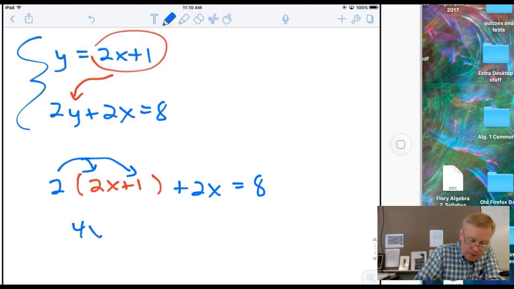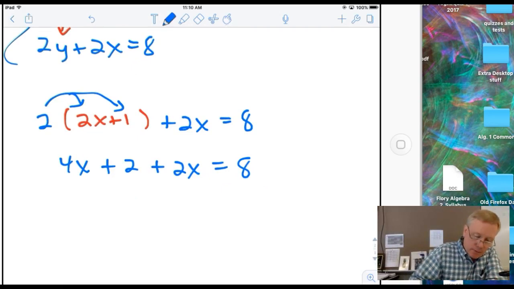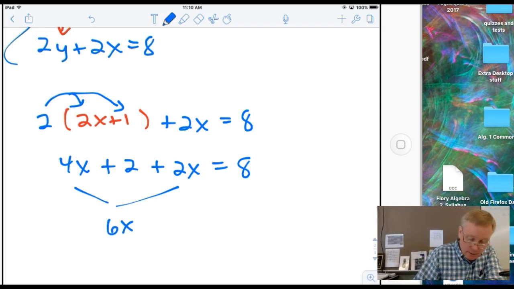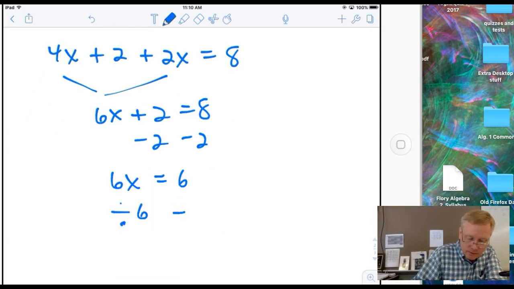2 times 2x is 4x. 2 times 1 is 2. Equals 8. And next I can combine like terms. 2x plus 4x are on the same side of the equal sign, so I just add them together. And I get 6x plus 2 equals 8 minus 2. I get 6x equals 6, divided by 6. Get my first answer. x equals 1.